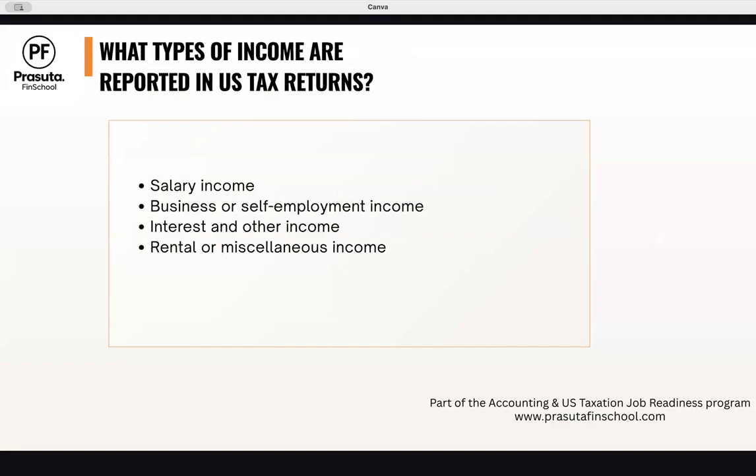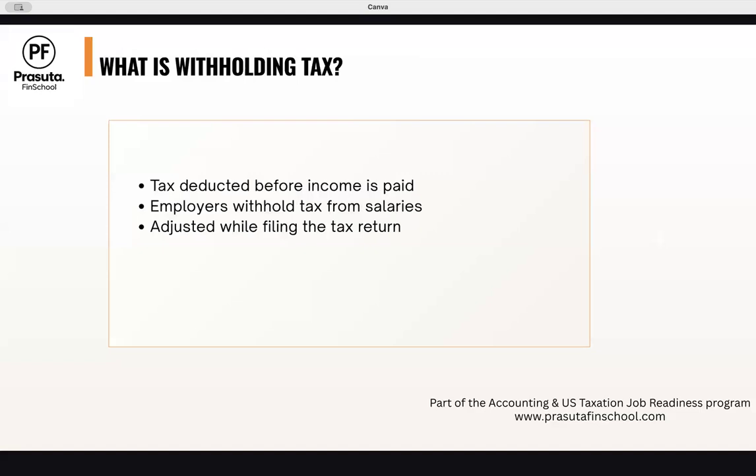So what types of income are reported in a US tax return? The incomes reported in US tax returns are salary income, business or self-employment income, interest and other incomes, and rental or miscellaneous incomes. Then, what is withholding tax? Tax deducted before income is paid is called withholding tax. Many times the employer keeps a small part of the salary as tax from the employees. This is what withholding tax is called, and it is adjusted while filing the tax return at year end.